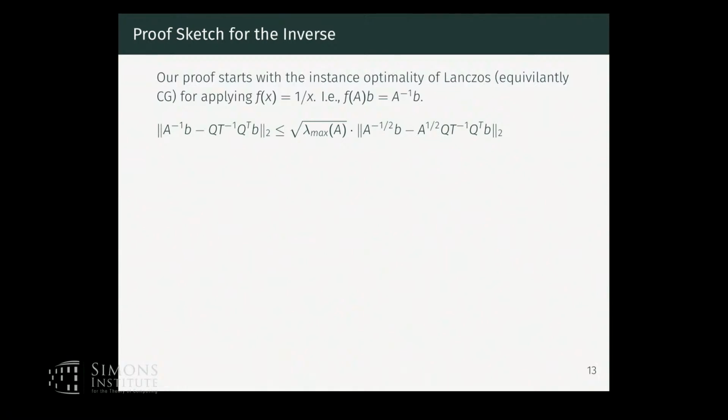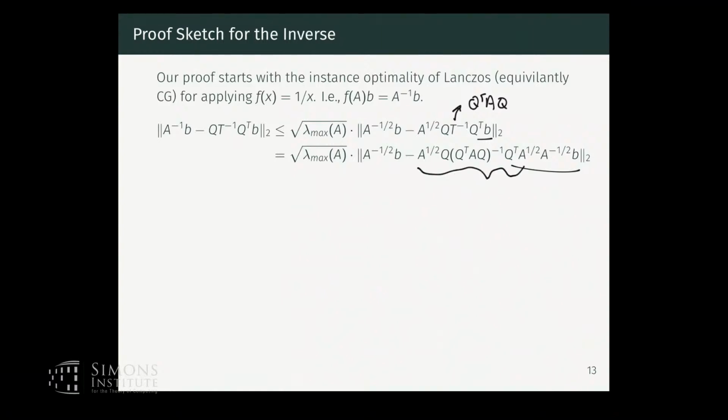People may have seen this before. Basically, if I look at the difference between the actual solution to the linear system and the Lanczos approximation, and multiply through by A to the 1/2, I can upper bound this by square root of lambda max of A. And what I can do is expand out T as Q transpose AQ, and then write B as A to the 1/2 times A to the negative 1/2 B. The magical thing here is that this operator is just the L2 projector of A to the negative 1/2 B onto A to the 1/2 Q.